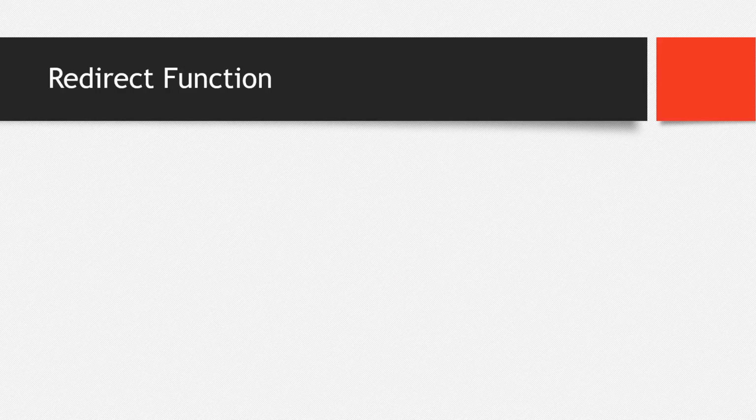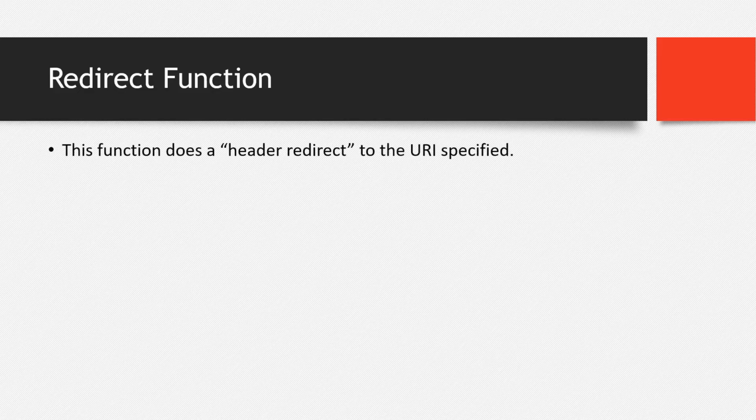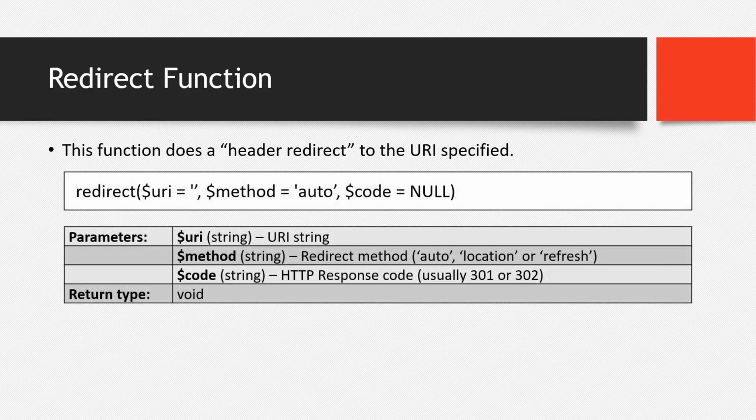Okay, so redirect function. This function does a header redirect to the URI specified. So ito yung syntax natin. Redirect, then the first parameter will be the URI string, then the second parameter will be the method for auto, location, refresh. Then the code will be the HTTP response code, which is usually the 301 and the 302 redirect. Then the return type will be void.